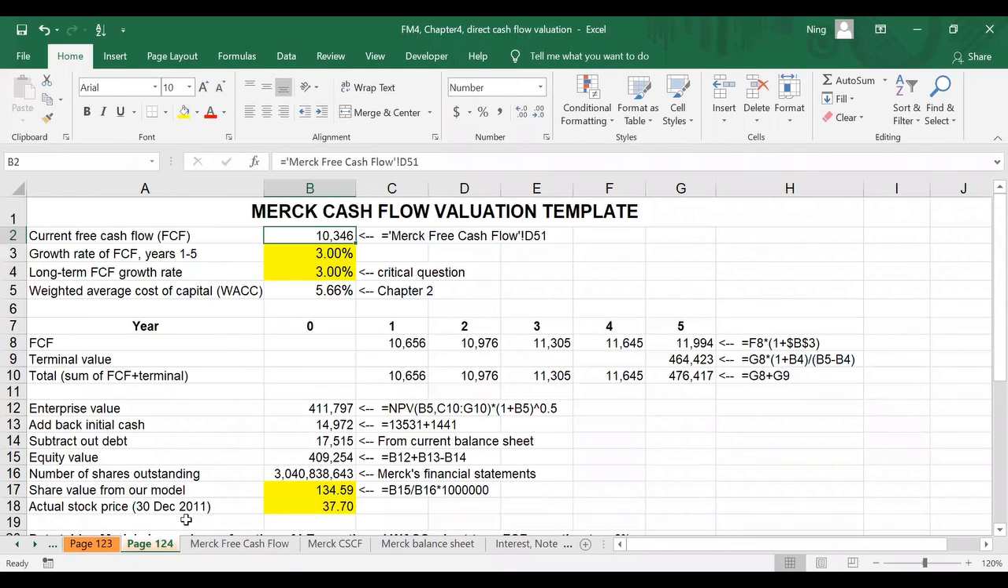The last tab, colored in orange in the class file, is the valuation template for Merck. This is the second case study that you can use to play around in order to learn the basic structure of a DCF model. So I'll leave this example for you to explore.